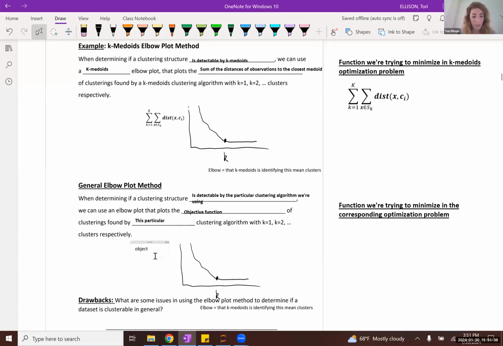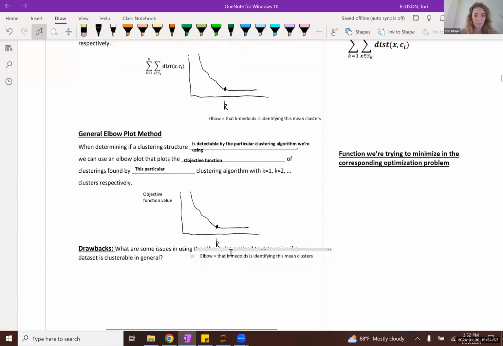What we put on the y-axis is the objective function value of the corresponding clusterings that we create. And if we see an elbow, then that means that particular algorithm is detecting a clustering structure at that elbow point, at that k value. Detecting this many clusters.